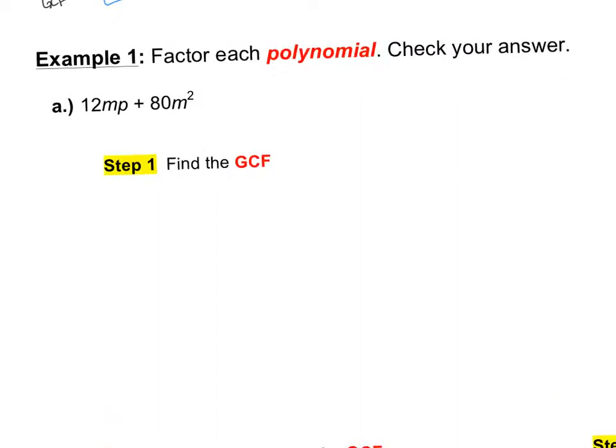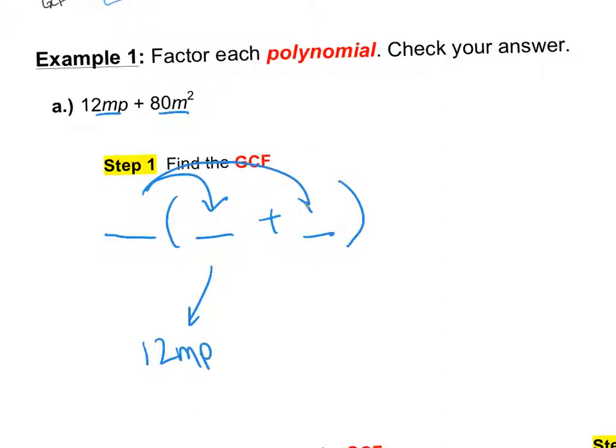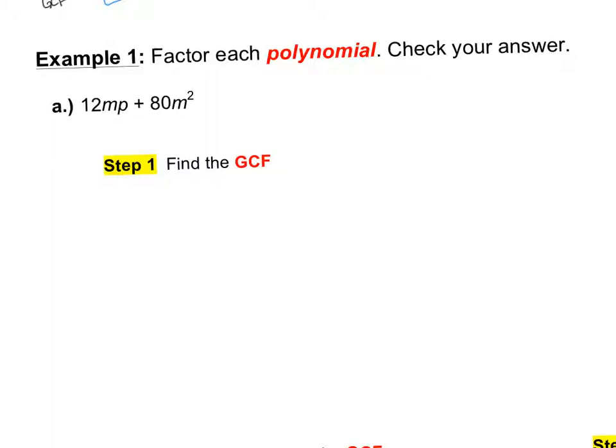So when we have something such as 12mp plus 80m squared, your job is to find out what number did you multiply to the binomial so that when you multiplied the first one, it gave you 12mp, and when you multiplied the second one, it gave you a positive 80m squared. In order to do that, the first step is to factor out or divide the greatest common factor. So you look at the two terms, 12mp and 80m squared, and you list the prime factors.